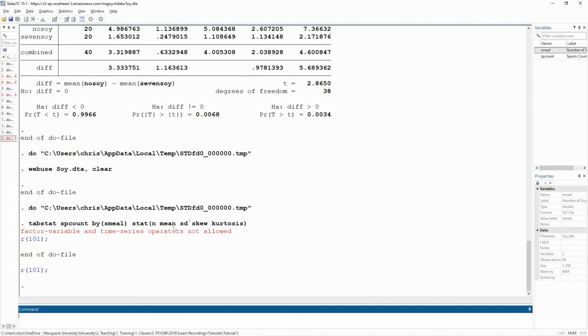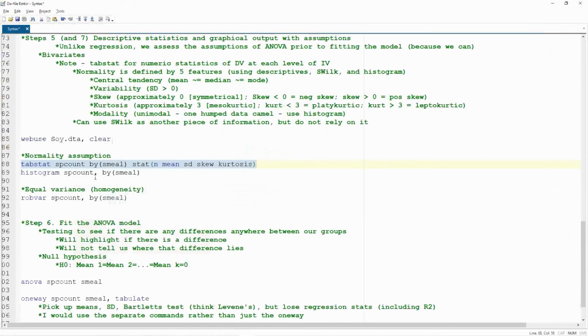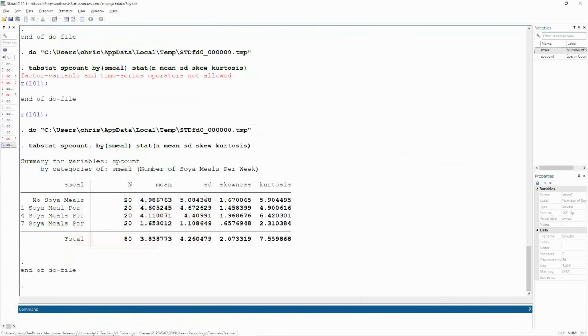Ooh, we have an error. So the error here was that I didn't have a comma before my commands. And now it works. So what we can see here is the different labels for our categorical IV, and then in here is all the data for sperm count.